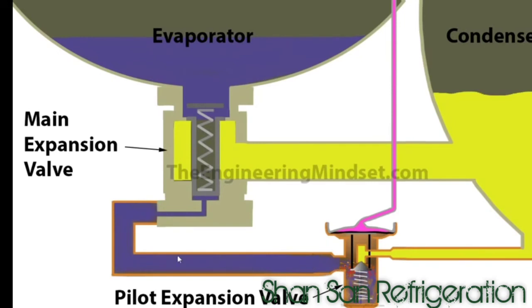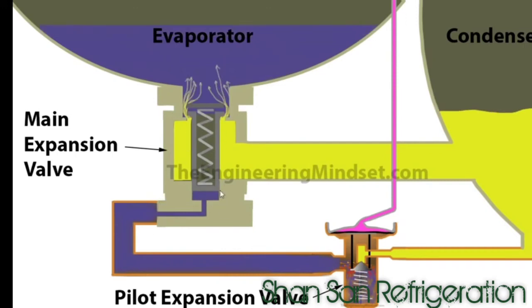As that refrigerant starts to fill the liquid line, it starts to build up some pressure and starts pushing against this piston housing here. That pressure is going to lift the piston off its seat, and that's going to allow the main refrigerant in the condenser to start to flow through this valve.